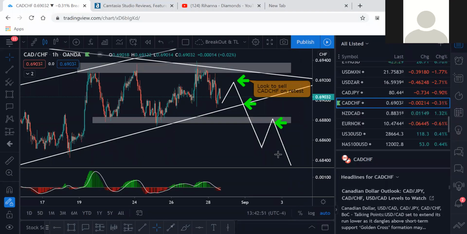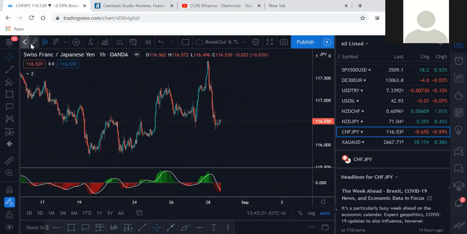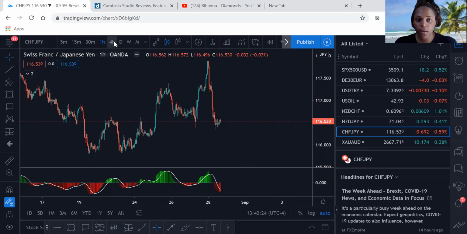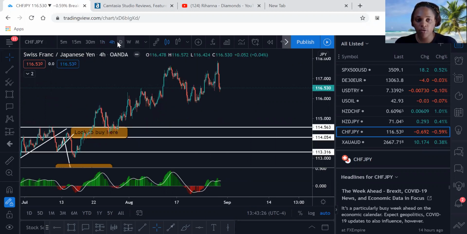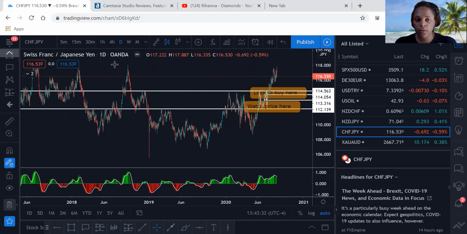So we can fly CAD-CHF too, because that would be a nice trade. We're going to have a good week. Trust me, it's coming. We're going to have a really, really good week. I missed a really nice move on CHF-JPY, but it's going to give us another entry. It's going to give us another entry, guys.